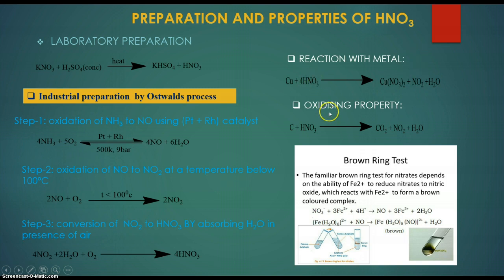The oxidizing property of HNO3 is also shown in this second reaction, where carbon reacts with HNO3 forming carbon dioxide, NO2 and water. Here carbon is being oxidized to carbon dioxide and HNO3 is being reduced to NO2.